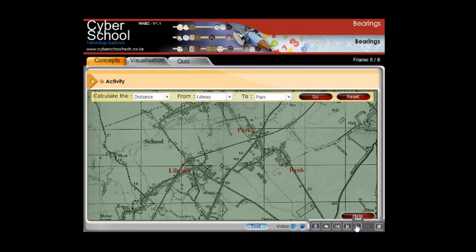Here, the map of a city is given. Choose any 2 locations to find the bearing.